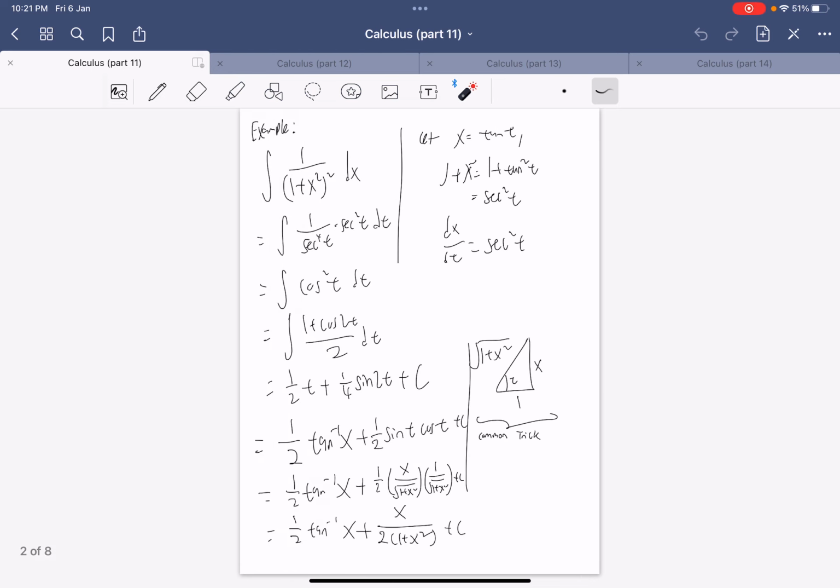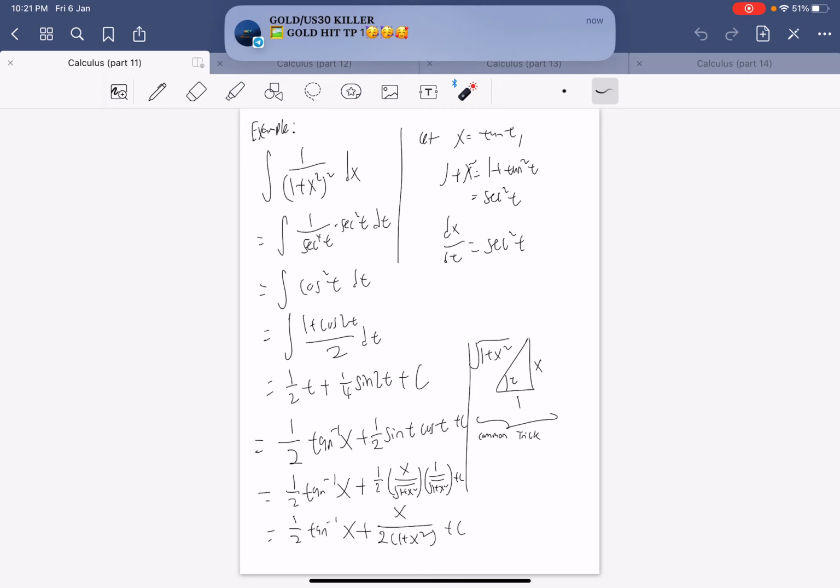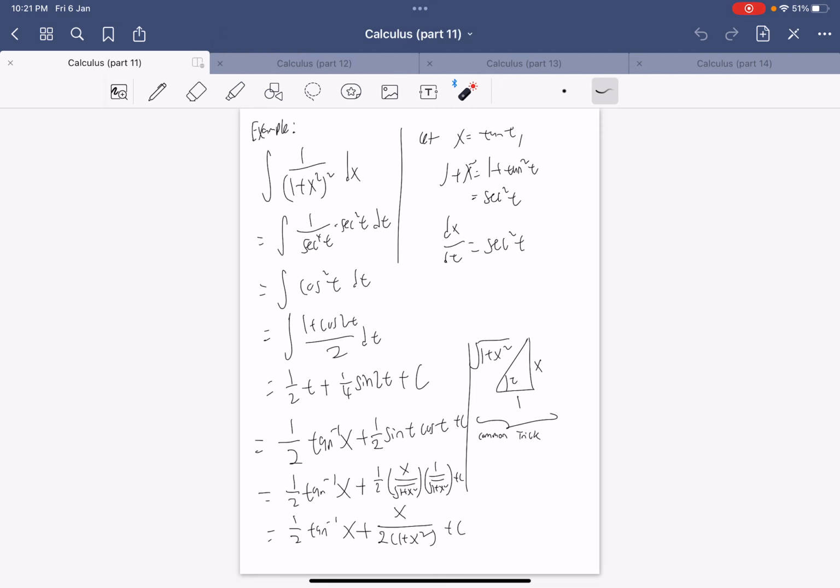Moving on, we have another example, and this is to illustrate another common trick when we are integrating and what type of substitutions are good. For example, when we want to integrate 1 over (1 plus x squared) whole squared, the common thing is to replace this x squared with something. So we need to think of a way to replace x with something, so that 1 plus x squared is more easily solvable.